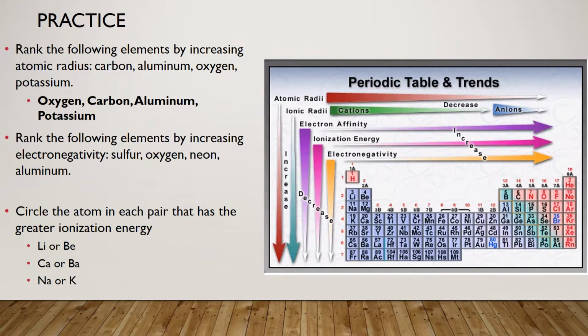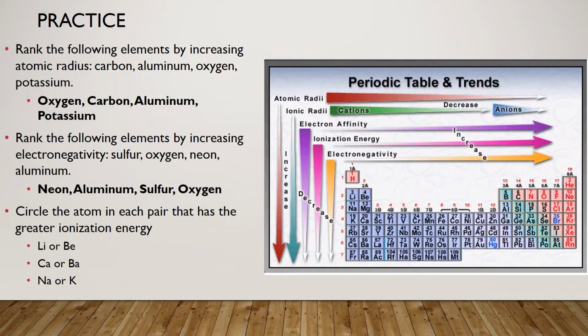Then we go back to our general thing. Aluminum is a metal. Metals have low electronegativity, so that's going to be the second lowest. And then you have sulfur and oxygen. So now we have to remember that electronegativity decreases as you go down. So that means sulfur has lower electronegativity than oxygen. So our final ranking is going to be neon, aluminum, sulfur, and oxygen.